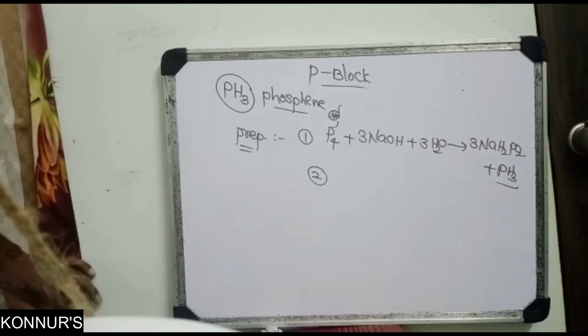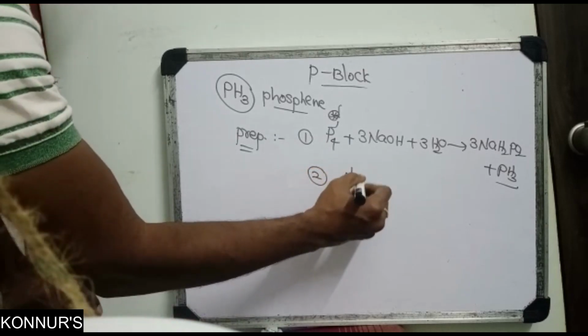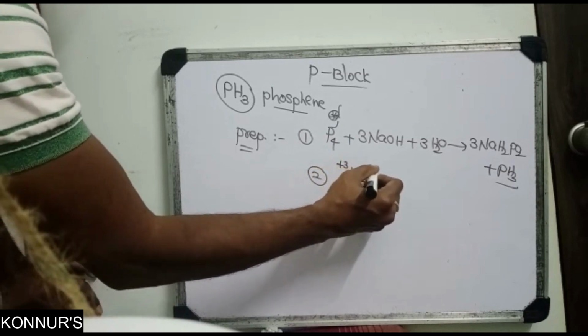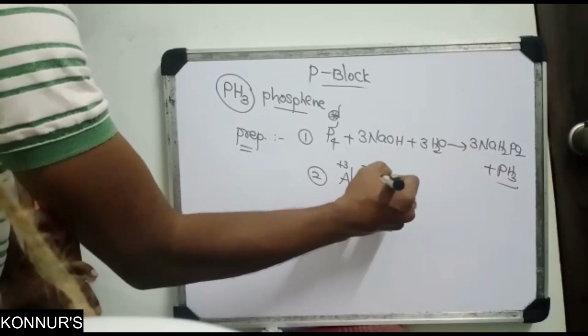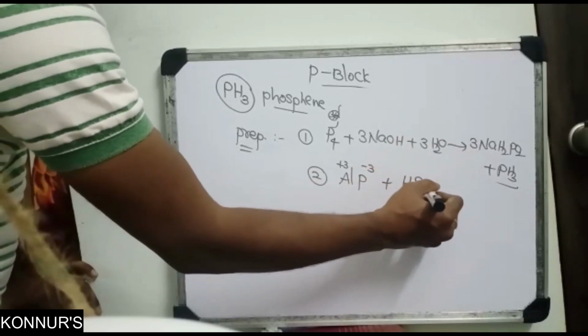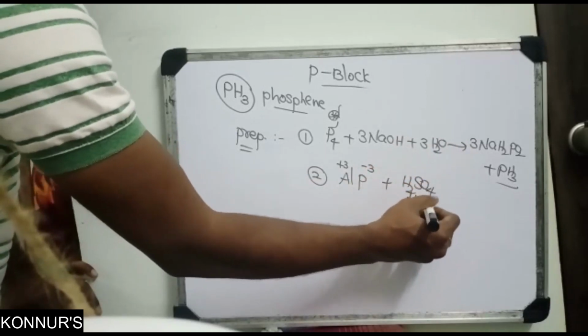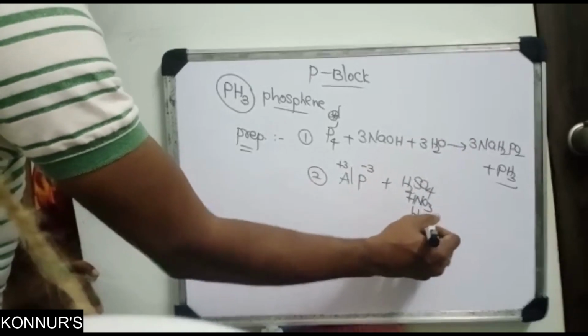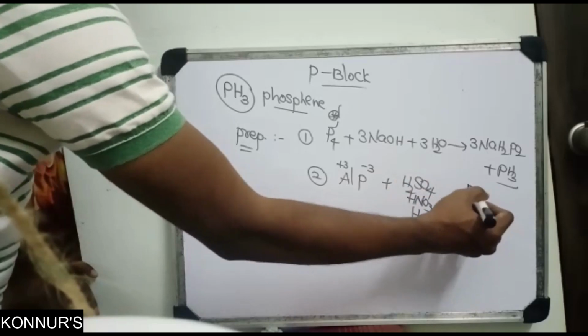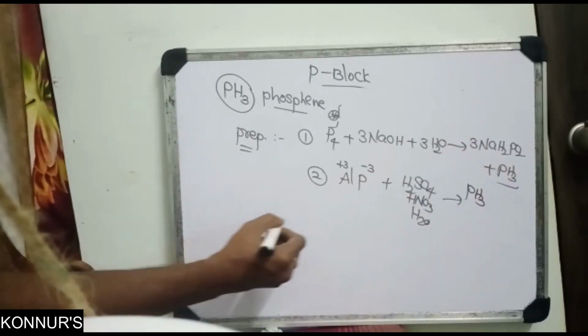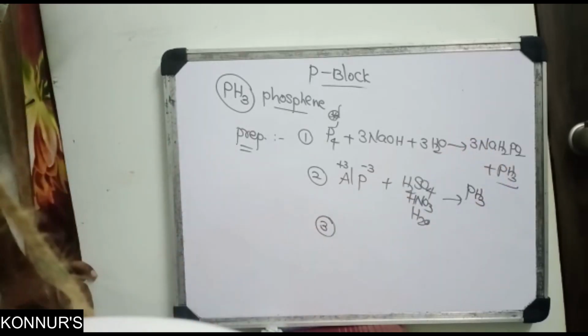Next, phosphorus related compounds. You take aluminum phosphide, so it is +3, -3. It is connected with H plus. H plus means you can take H2SO4 or HNO3 or water. Any H plus compound you add, you are getting PH3. Phosphine is available.